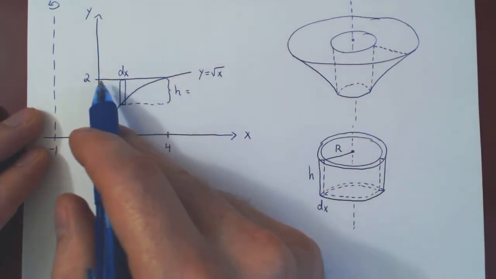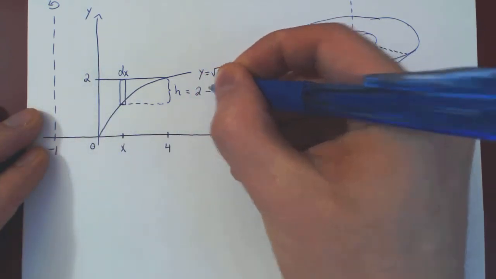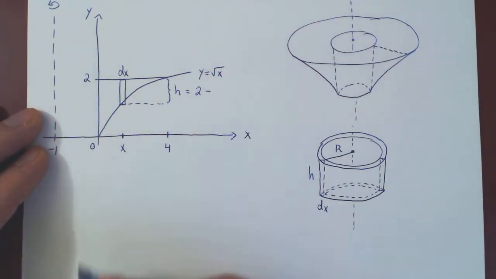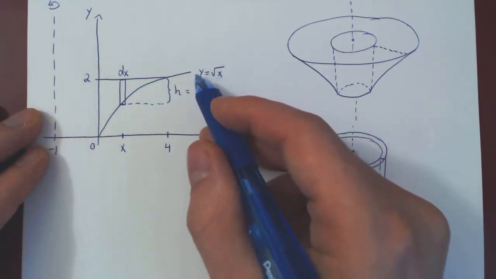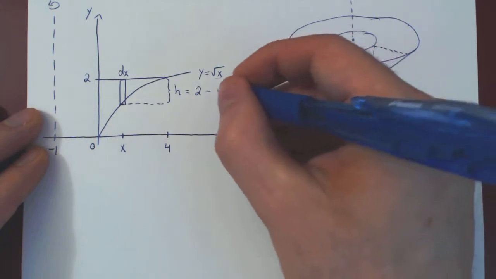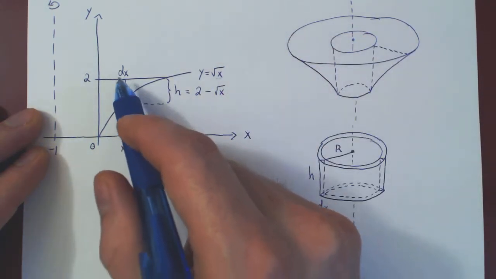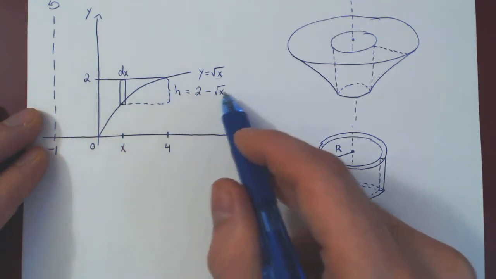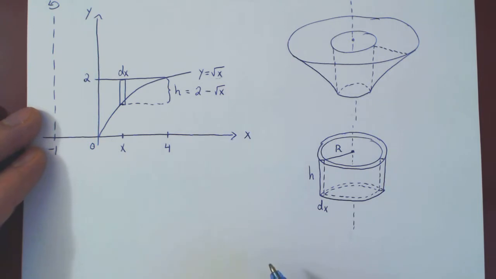Well, the larger y value here is constant. It's always y equals 2. So larger y value minus the smaller y value, but here we are on the curve y equals root of x, and so y as a function of x is root of x. So y is 2, y is root of x. 2 minus root of x gives us the length of the rectangle, the height of our shell.